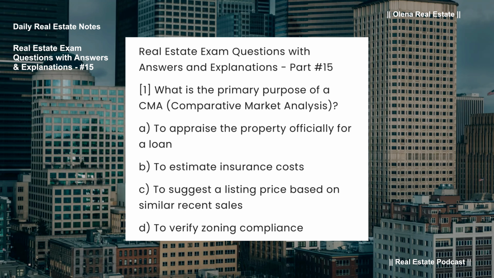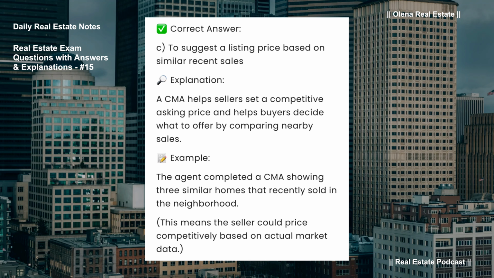A. To appraise the property officially for a loan. B. To estimate insurance costs. C. To suggest a listing price based on similar recent sales. D. To verify zoning compliance. Correct answer, C. To suggest a listing price based on similar recent sales.